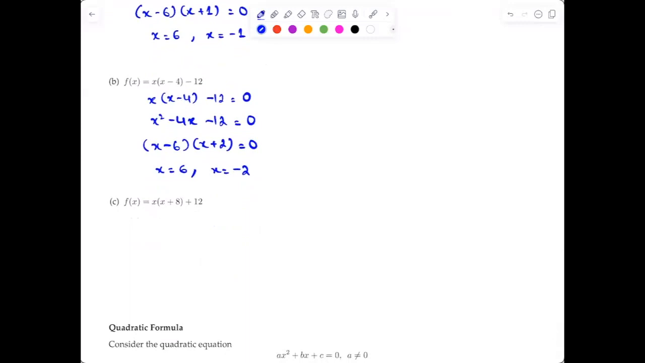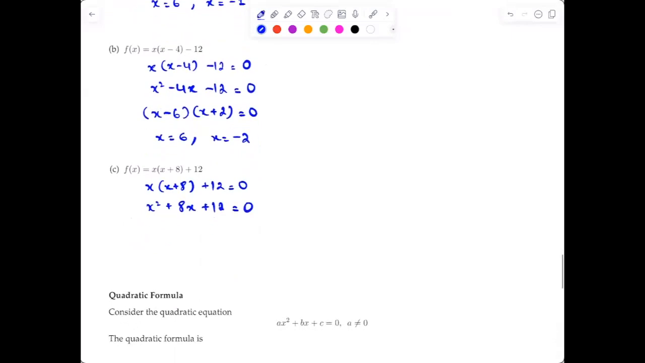The last example, you get x times (x plus 8) plus 12 equal to 0. Now you get x squared plus 8x plus 12 equal to 0. All right. You factor the left-hand side, you get (x plus 6) times (x plus 2) equal to 0. So you get x equal to negative 6, or x equal to negative 2.